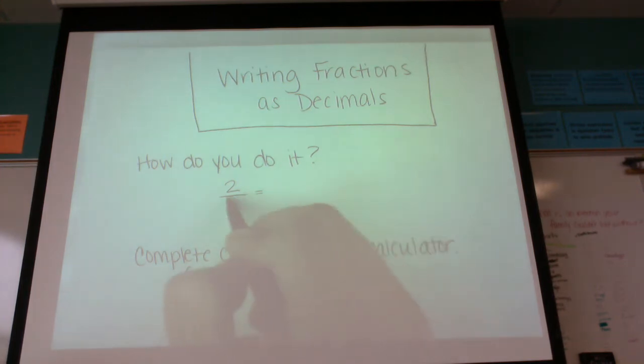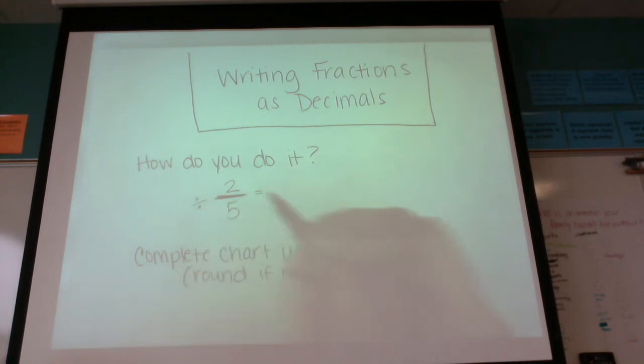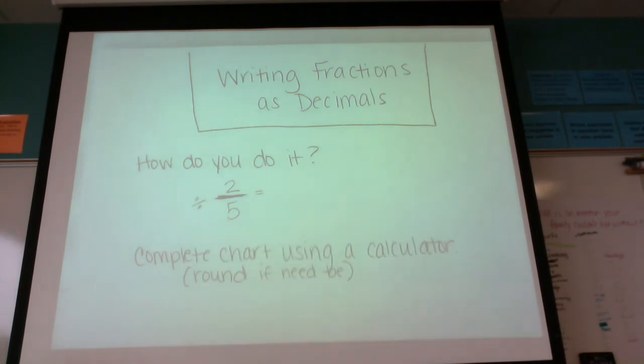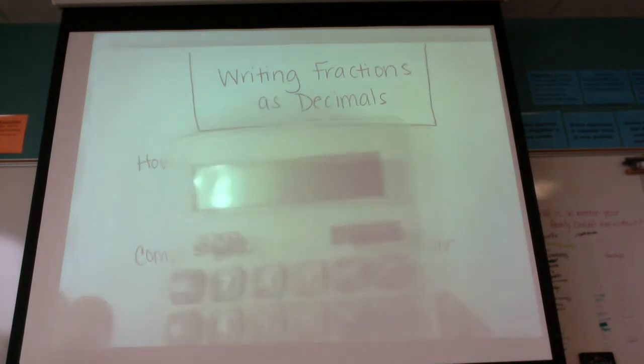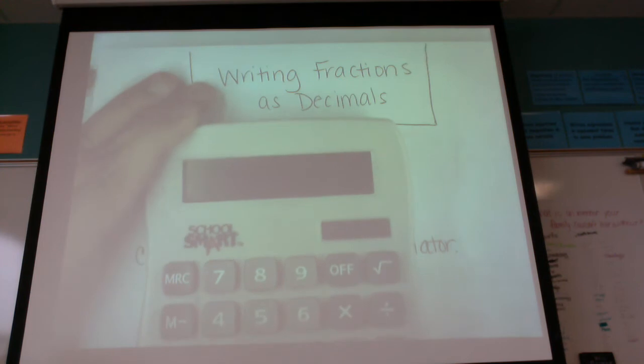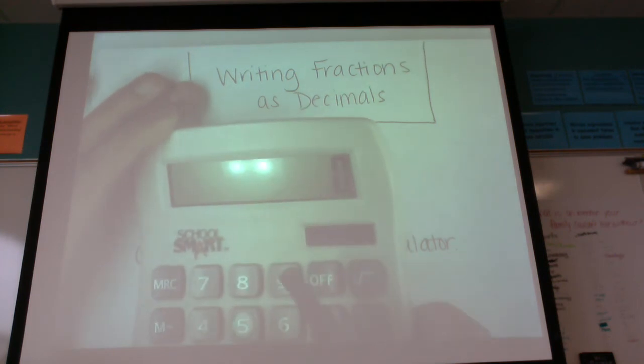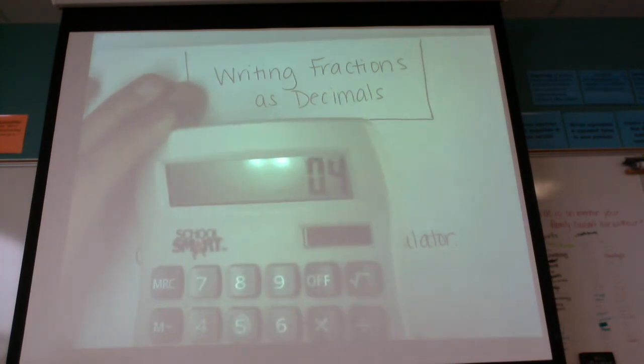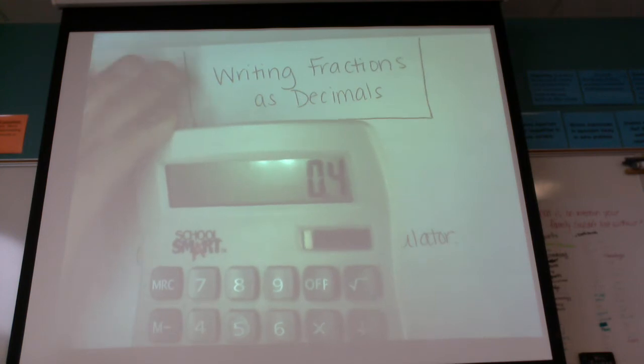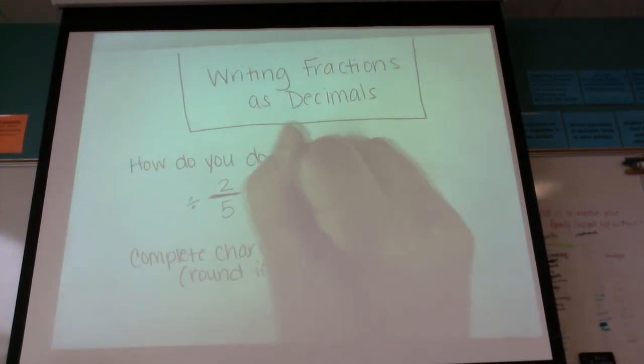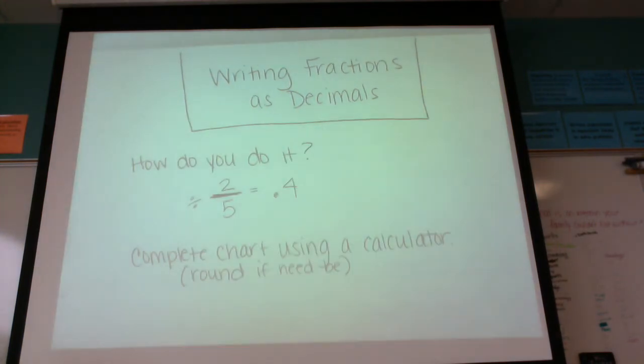Remember that this fraction bar here is another sign for the division sign. So all you're going to do is type into your calculator 2 divided by 5, push equals, and it's going to tell you what the answer is. So if you want to check this, I know you might not be able to see my calculator there, but 2 divided by 5 is going to give me 4/10, 0.4. So that is how you're going to turn a fraction into a decimal.